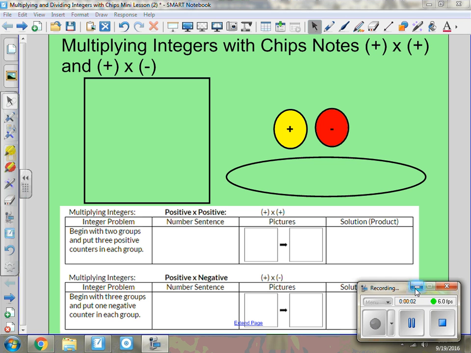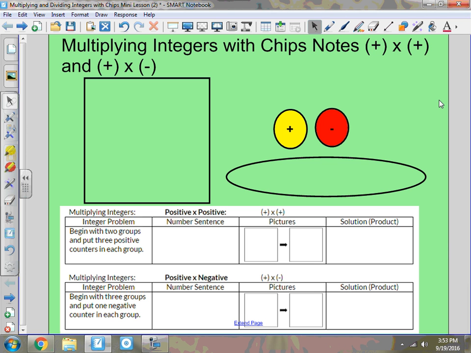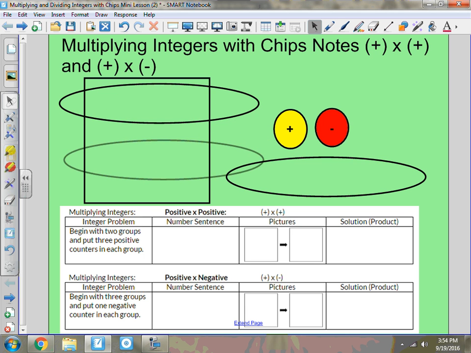All right, today we are going to be learning how to multiply integers with chips to model. So I'm going to do a couple of examples and show you up in my top box, my dance floor, as we learned in adding and subtracting. So I've got that we are beginning with two groups. So I'm going to pull over these giant circles that are going to be my groups. And it says to put 3 positive counters in each group.